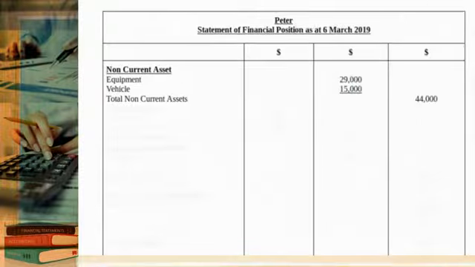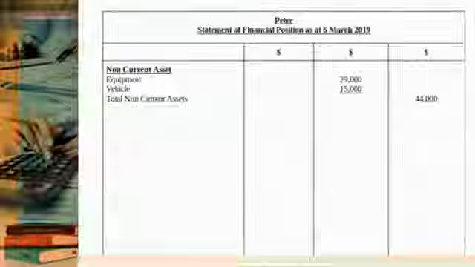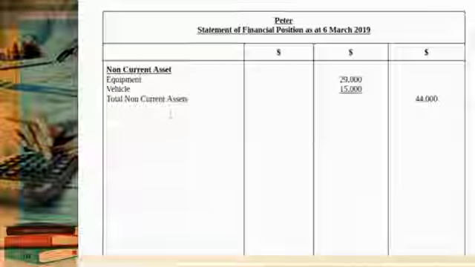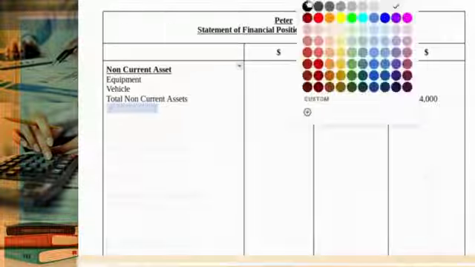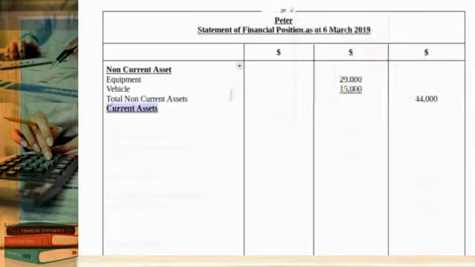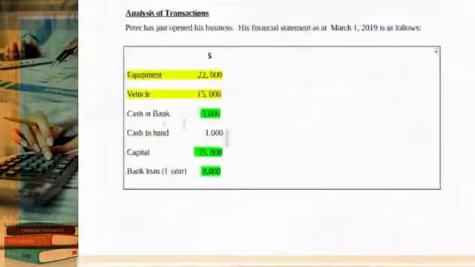So now that we're finished recording all our non-current assets, we're going to now go to our current assets. So the next heading is current assets. So we're going to check the old balance sheet to see how many current assets there were. We had two, so we only had cash at bank and cash in hand.